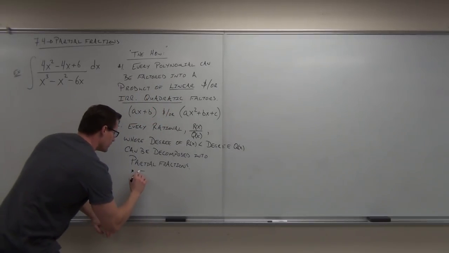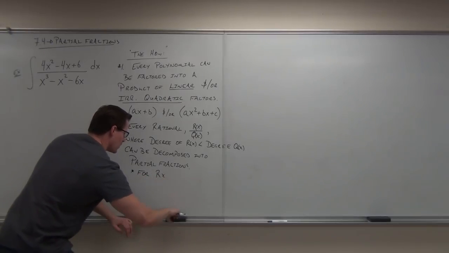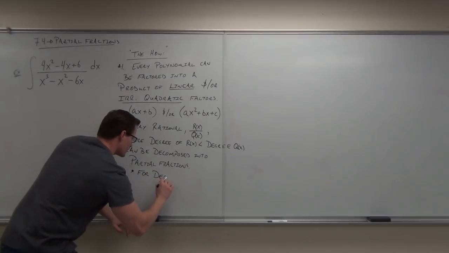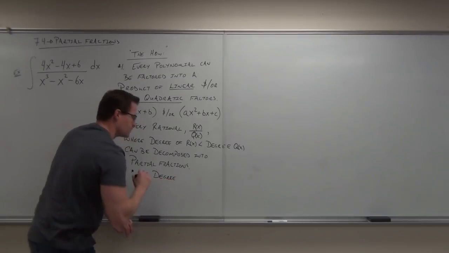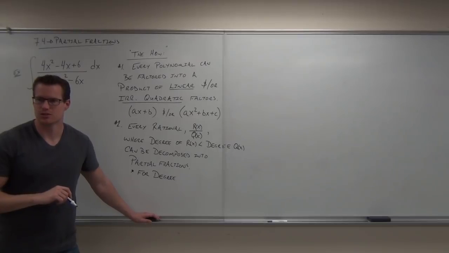So little note. No, there's not a shortcut for degree r of x. Not even synthetic division? Sure, if it works, if it satisfies the conditions, but that is long division. It's just quicker.